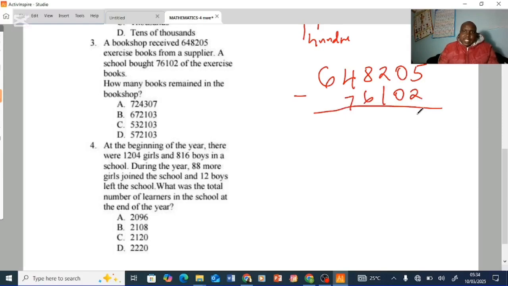So 5 minus this is 3, 12, 14 minus 7 is 7, you borrow 1 from me and remain 5. So the answer is 57. That is the books which remained.